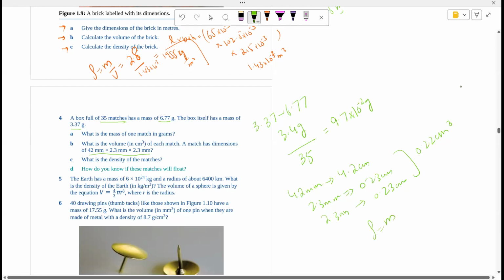Density is given as mass over volume. Mass came out to be 9.7 into 10⁻² divided by 0.22. This would give us 0.44 grams per centimeter cube. अब उसने कहा है will how know if these matches will float, because उसकी density जो है it's very less, so obviously less dense जो.